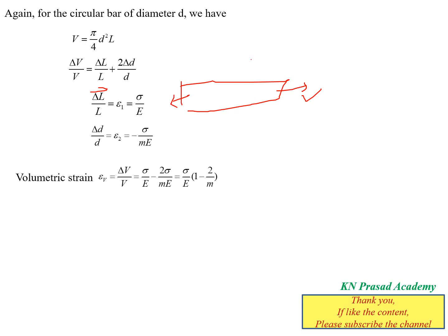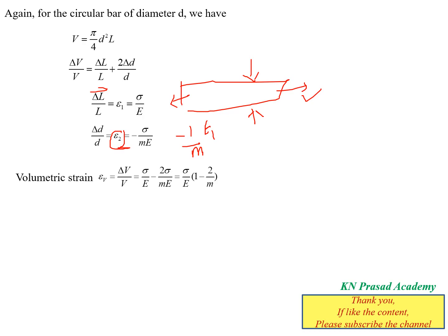From the point of view of the diameter, the diameter will be reduced. So the decrease in diameter divided by the initial diameter is what I am considering as epsilon 2. It will become a minus value. We have to write this lateral strain in terms of the Poisson ratio, that is the Poisson ratio into the longitudinal strain. So it is nothing but minus 1 by m into epsilon 1. This value will become minus of sigma by m into E.